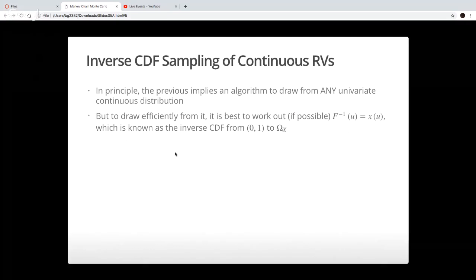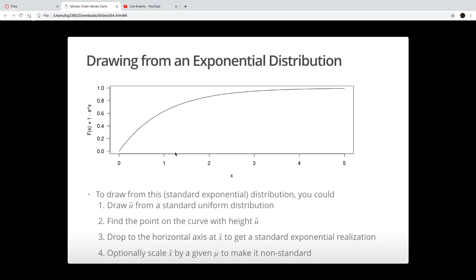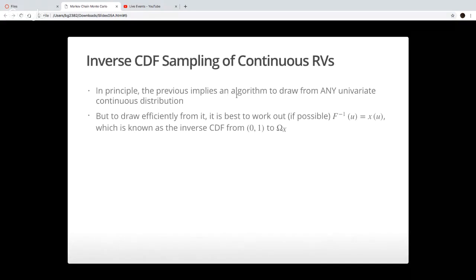But in order for this to be an efficient algorithm, it's best to work out, if that's possible, and it's not always, what is the so-called inverse of the CDF function, otherwise known as the quantile function. So here we have a CDF function from x to the unit interval. The inverse CDF is the function from the unit interval to the sample space of x. And because the CDF is an increasing function, we know that the inverse function for it in principle exists, but it doesn't always make it easy to write down in a convenient form to work with. But the inverse CDF always exists in principle. It's a function from the unit interval to the sample space that you're trying to draw from.